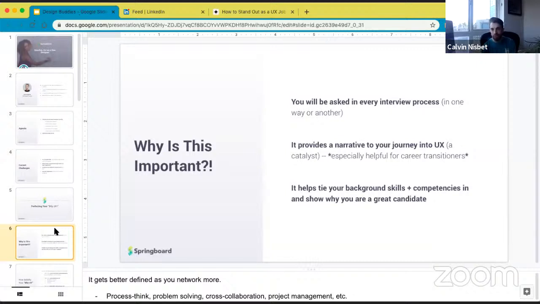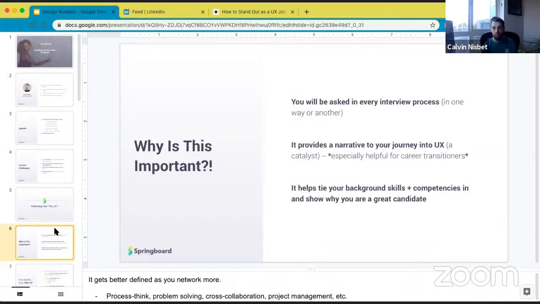The other benefit is that it provides a great narrative to your journey into UX. This is especially helpful for career transitioners. I was looking through the chat, and there are so many interesting people that are moving from medical, accounting, coffee shop, that kind of stuff. For people that are changing careers, or people that have a very linear career path, it's really important to have a narrative as to why you're making that shift over into UX. We'll talk a little more in the next slide about how to find that.